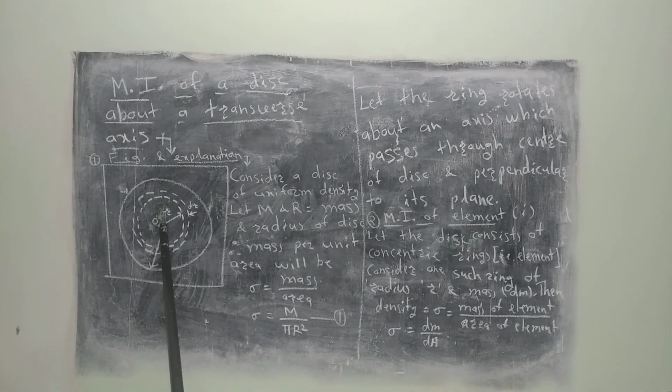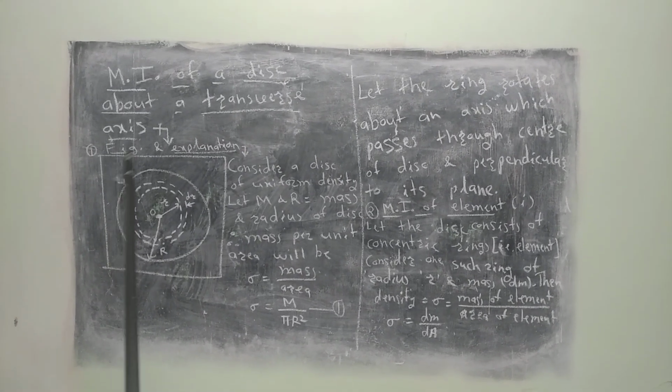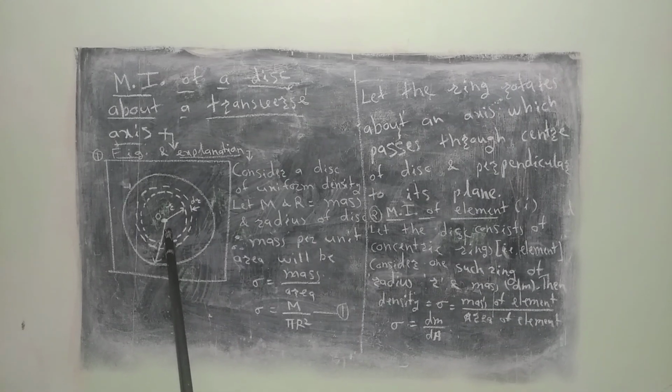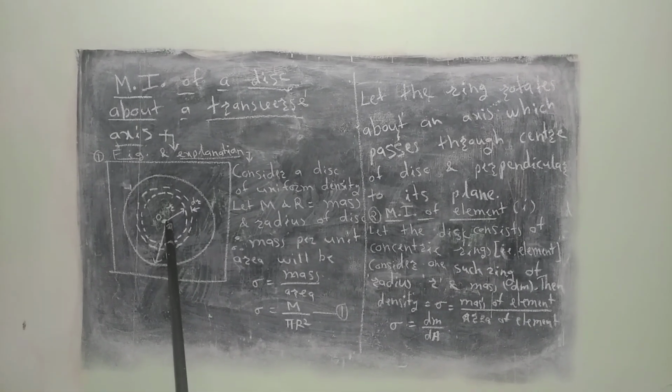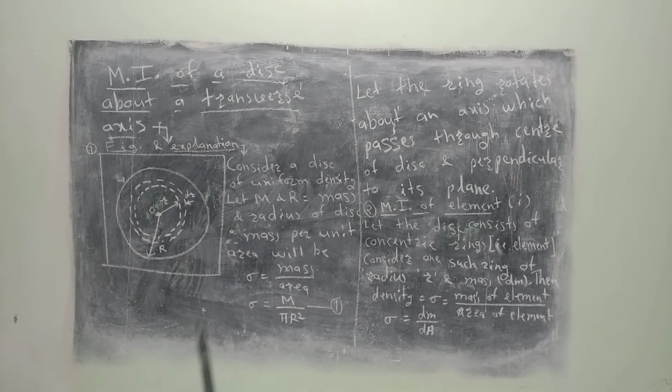So in this typical article, there are 3 steps. First step, figure and explanation. This diagram is important. What do you observe here? In the diagram, there is a point O. Then capital R the radius, small r, and dr.